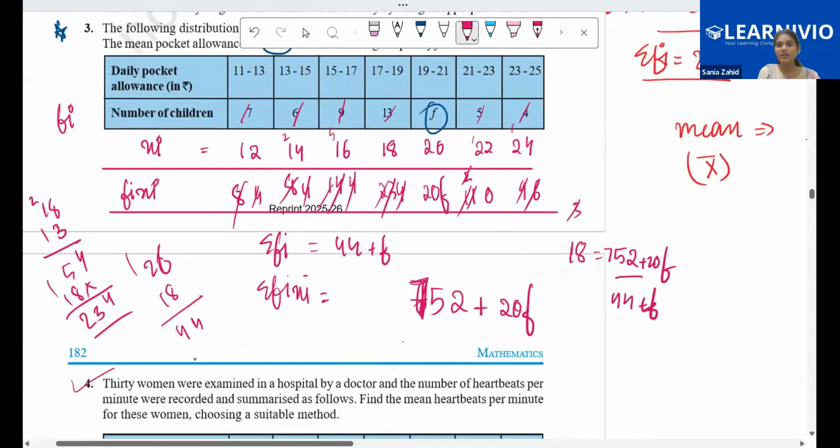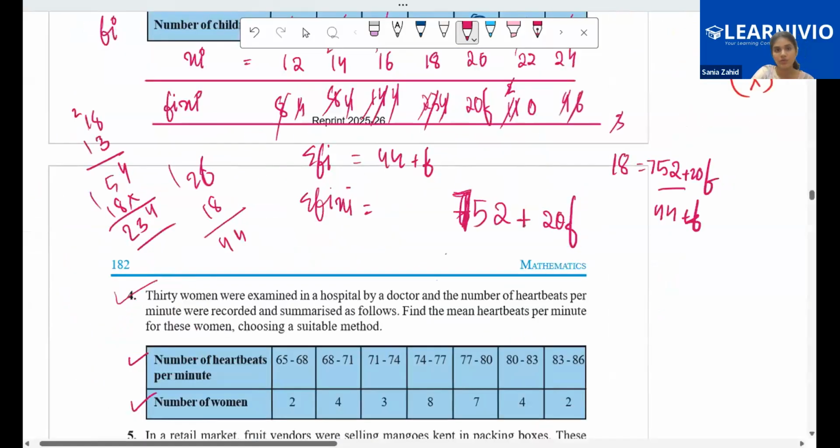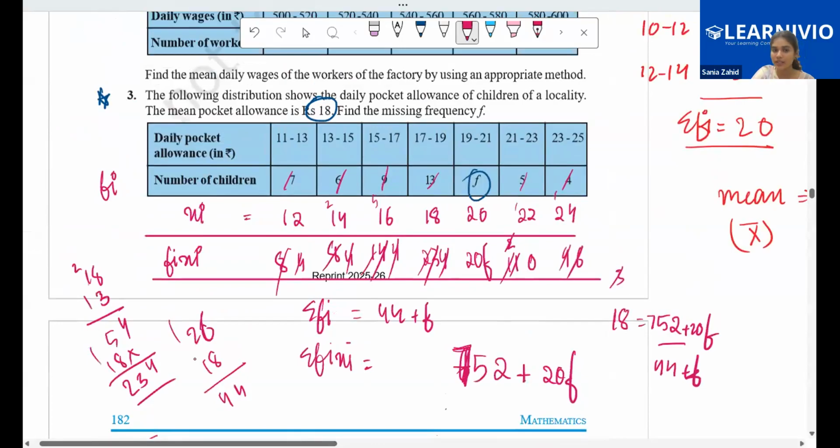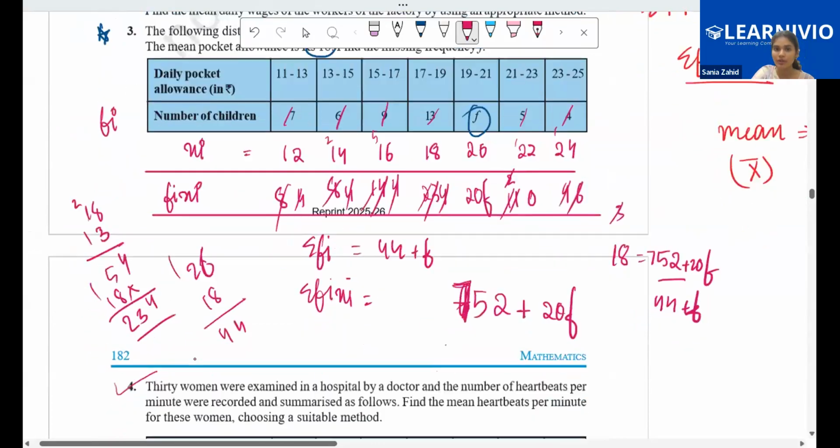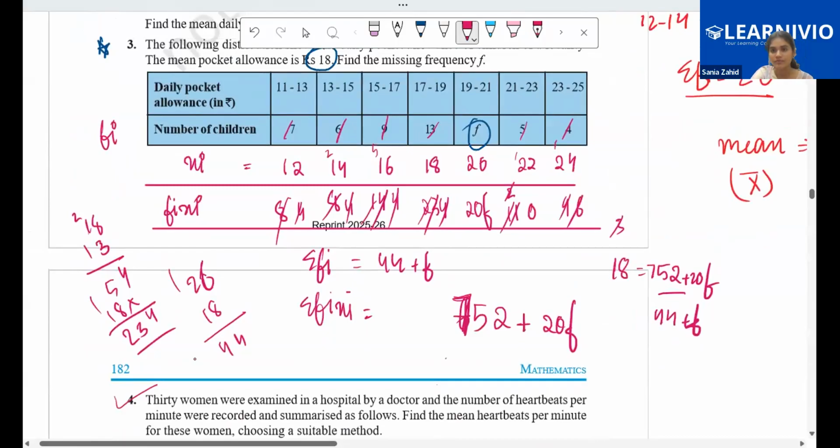So tell me, do you understand this method? Yes, ma'am. What did I do? See, my mean is directly given to me. Mean is 18, that's given to me already. So I will follow the same method of calculating the mean, and I will just keep the value of f as it is. And finally, in my equation, I will find the value of f. Right? So do you understand this? Yes, ma'am. Okay. Can you do it now or do you want time, or can you do it after the class? If you want, you can take a screenshot, in case you forget how to do it.